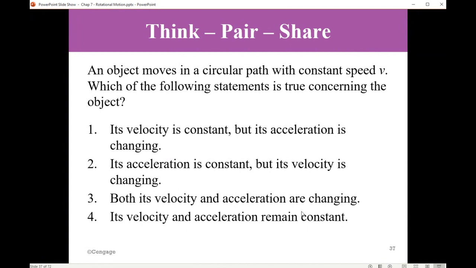As a rule of thumb, wherever there is circular motion, the velocity will be changing direction. Therefore, it is not constant. Changing direction for the velocity means there will always be acceleration, because wherever the velocity changes, there will be acceleration. So this is the right answer: both the velocity and acceleration are changing. Although the speed is constant in magnitude, because of the change in direction, we will have the velocity and acceleration changing.